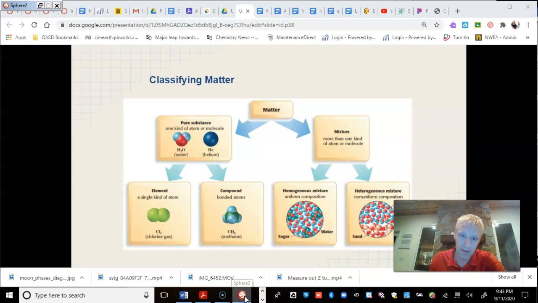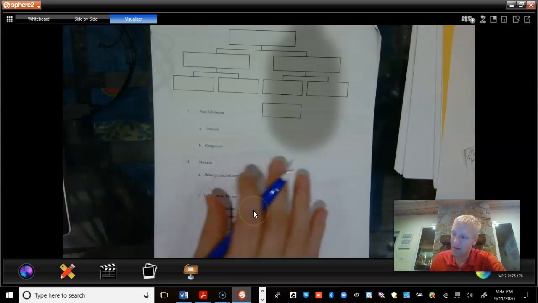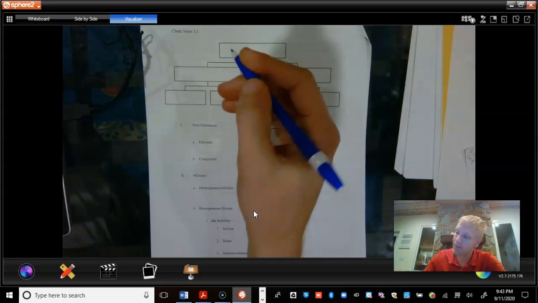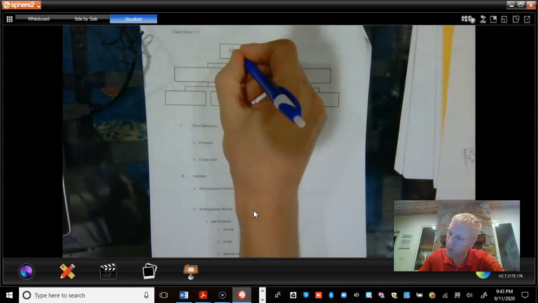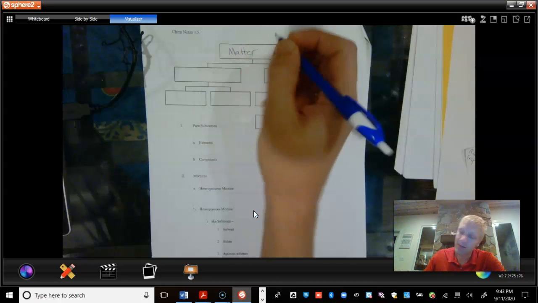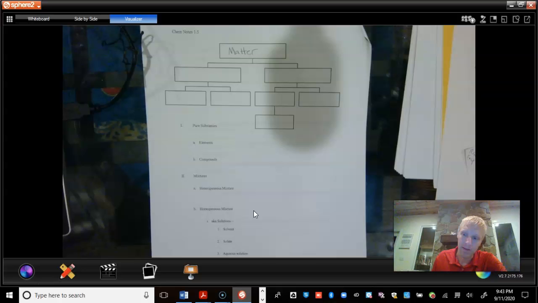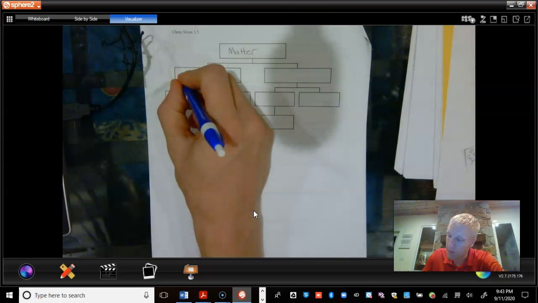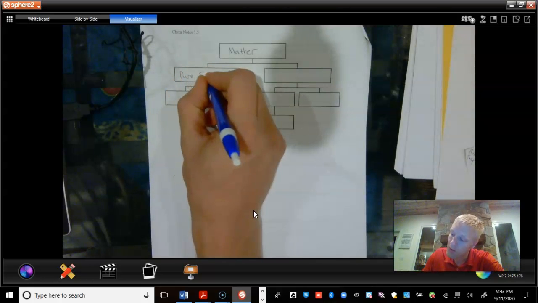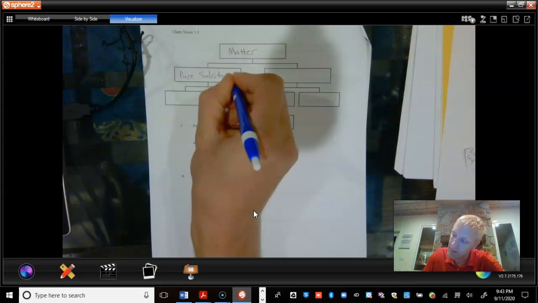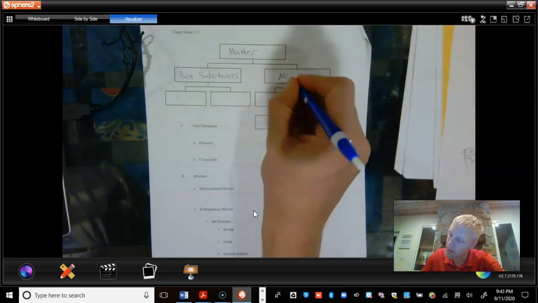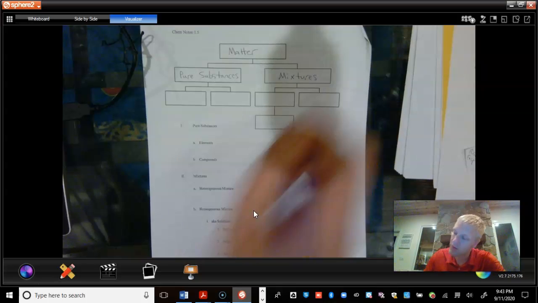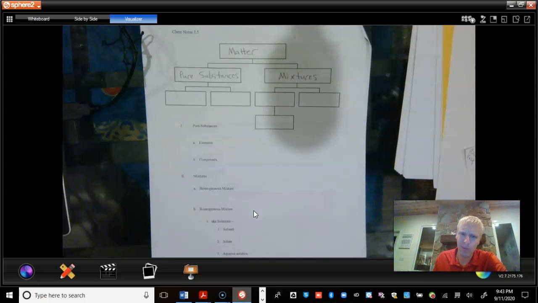And let's see. Oh, there it is. Chem Notes 1.5. First thing we're going to do is write the word matter. That is kind of the trunk of the tree branch of this bubble diagram that we are making. So under matter there are 2 types of matter. One is pure substances, and the other is mixtures.